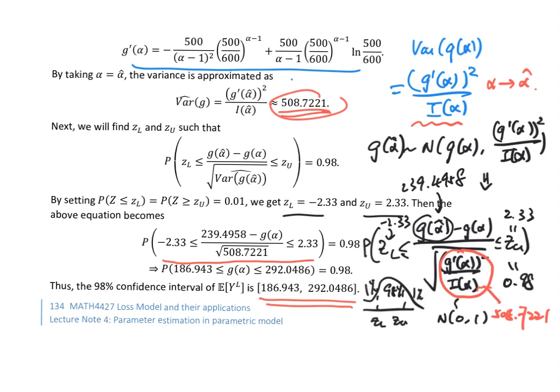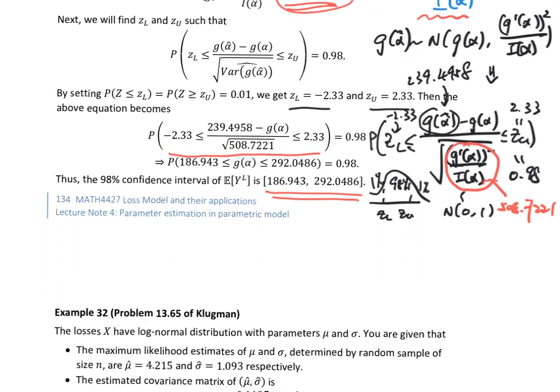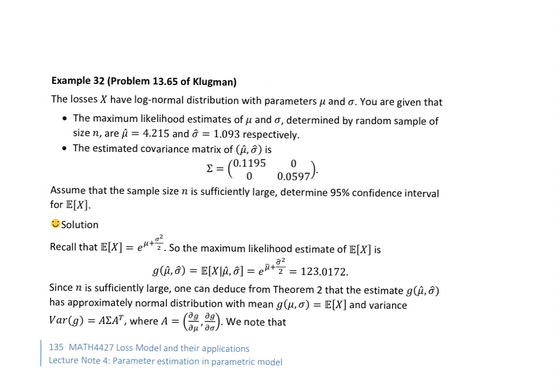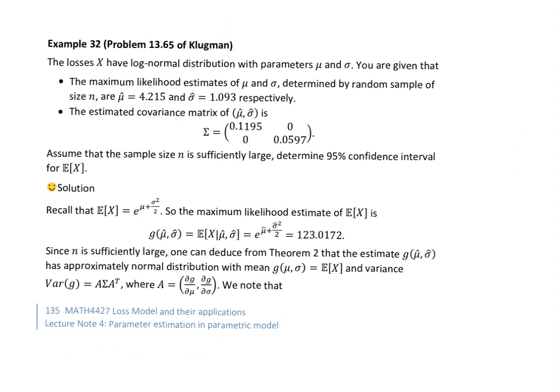Okay, now in the previous two examples, we just focused on the case when we have a single parameter. Perhaps before we continue, let us look at another example which has two parameters. Here in example 32, we have the case that the loss amount has a normal distribution with parameters mu and sigma. So here you have a two-parameter scenario.